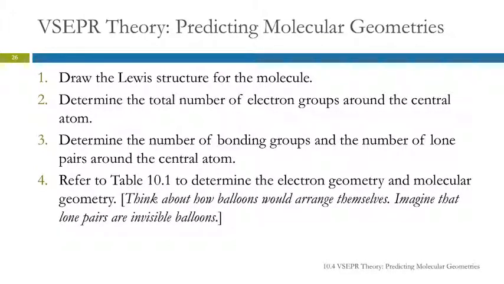So here's your instructions for how to predict molecular geometries. Draw the Lewis structure for the molecule. Determine the total number of electron groups around the central atom. Determine the number of bonding groups and the number of lone pairs around the central atom.